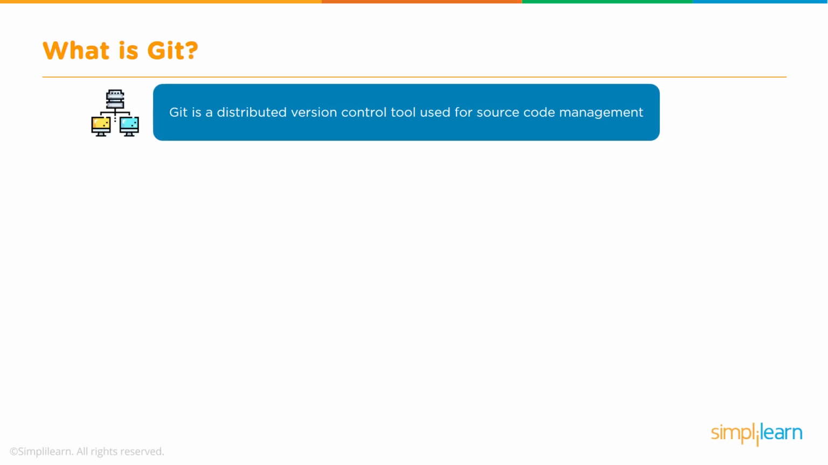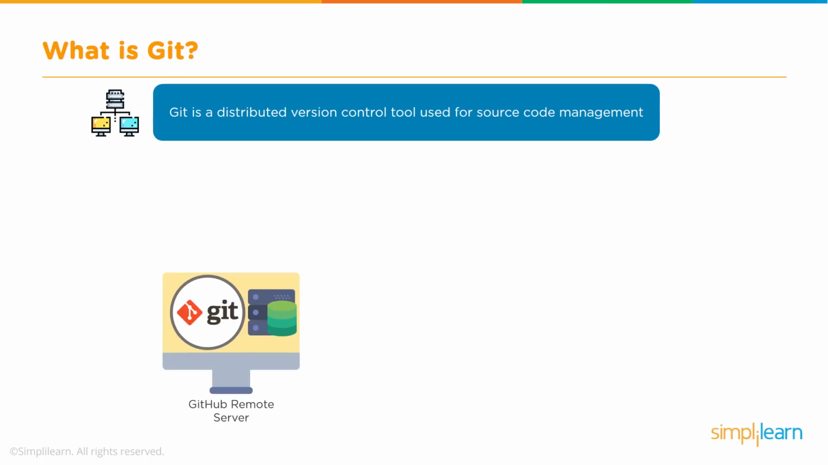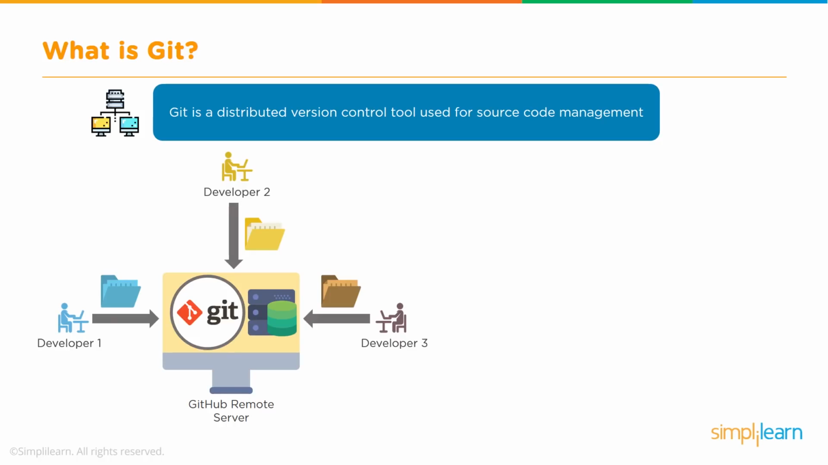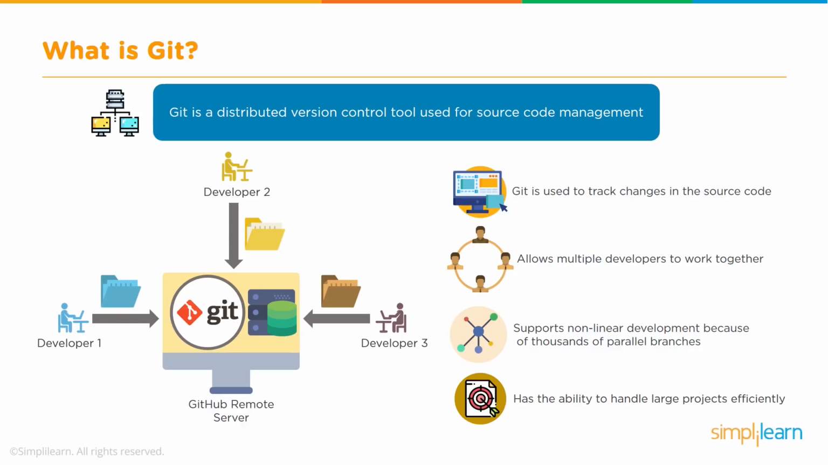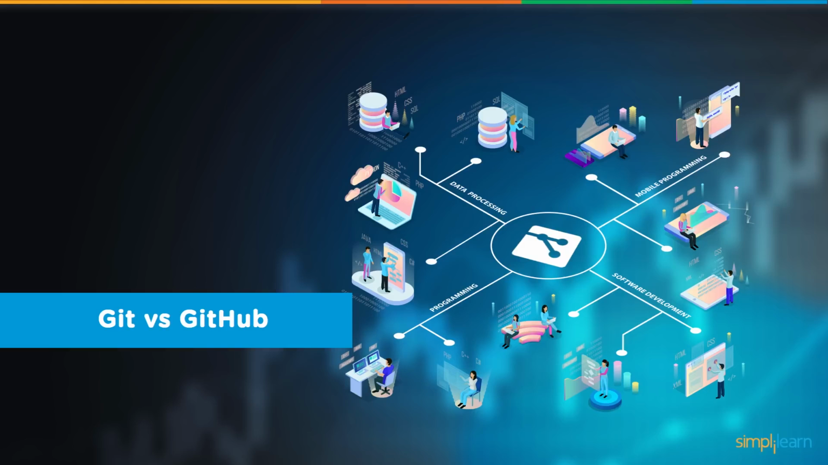So what is Git? Git is a distributed version control tool used for source code management. So GitHub is the remote server for that source code management, and your development team can connect their Git client to that remote hub server. Git is used to track the changes of the source code and allows large teams to work simultaneously with each other. It supports non-linear development because of thousands of parallel branches, and has the ability to handle large projects efficiently.